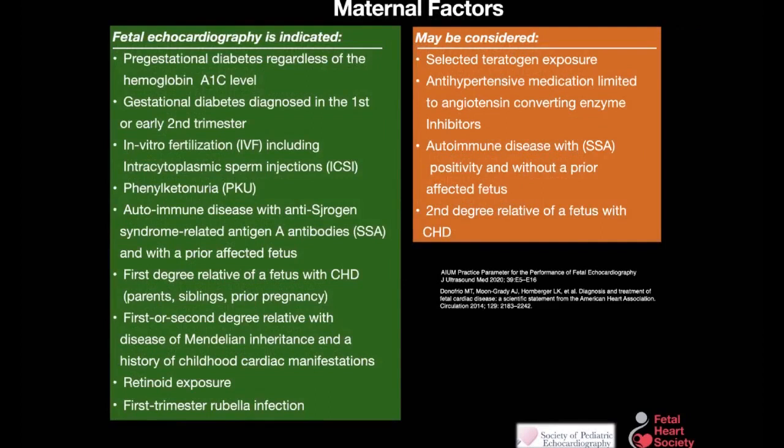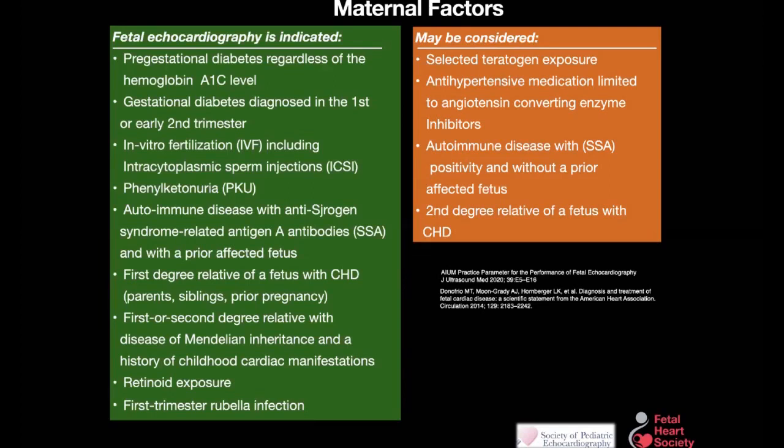Now, maternal or familial disease or maternal environmental exposure, fetal echo is indicated with pre-gestational diabetes, regardless of hemoglobin A1C levels, gestational diabetes diagnosed in the first or early second trimester, IVF including ICSI, maternal phenylketonuria, autoimmune disease such as anti-SSA, with a prior affected fetus, and first degree relative of a fetus with CHD, such as parents, siblings, or prior pregnancy, and first or second degree relative with disease of Mendelian inheritance and a history of childhood cardiac manifestations, retinoid exposure, and first trimester rubella infection.